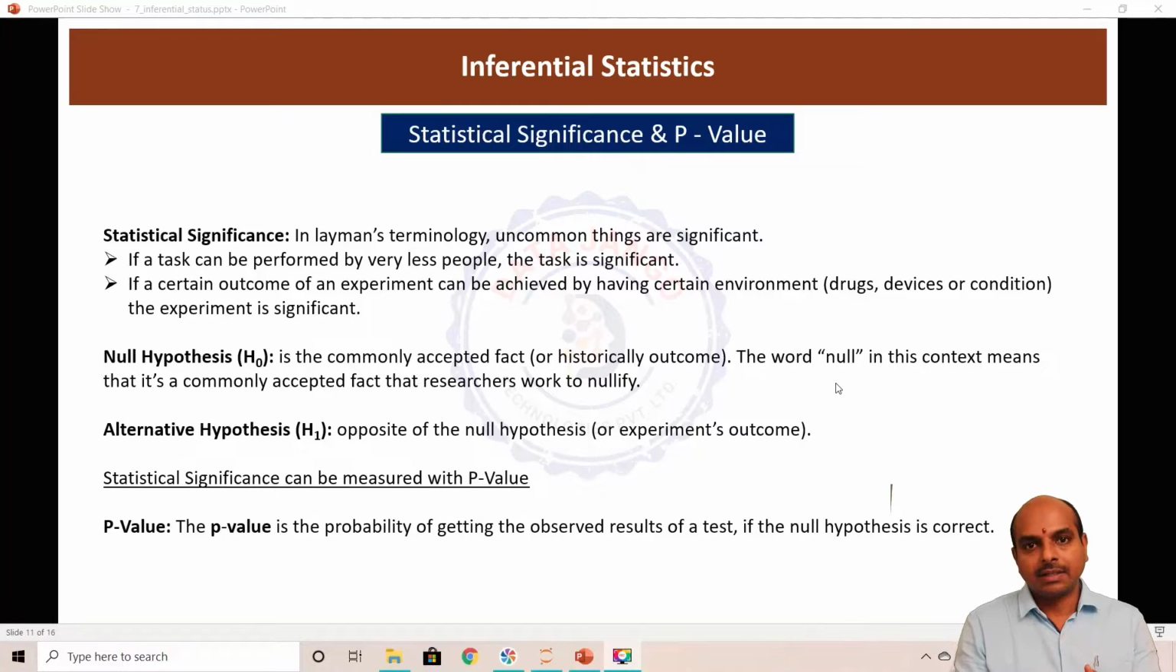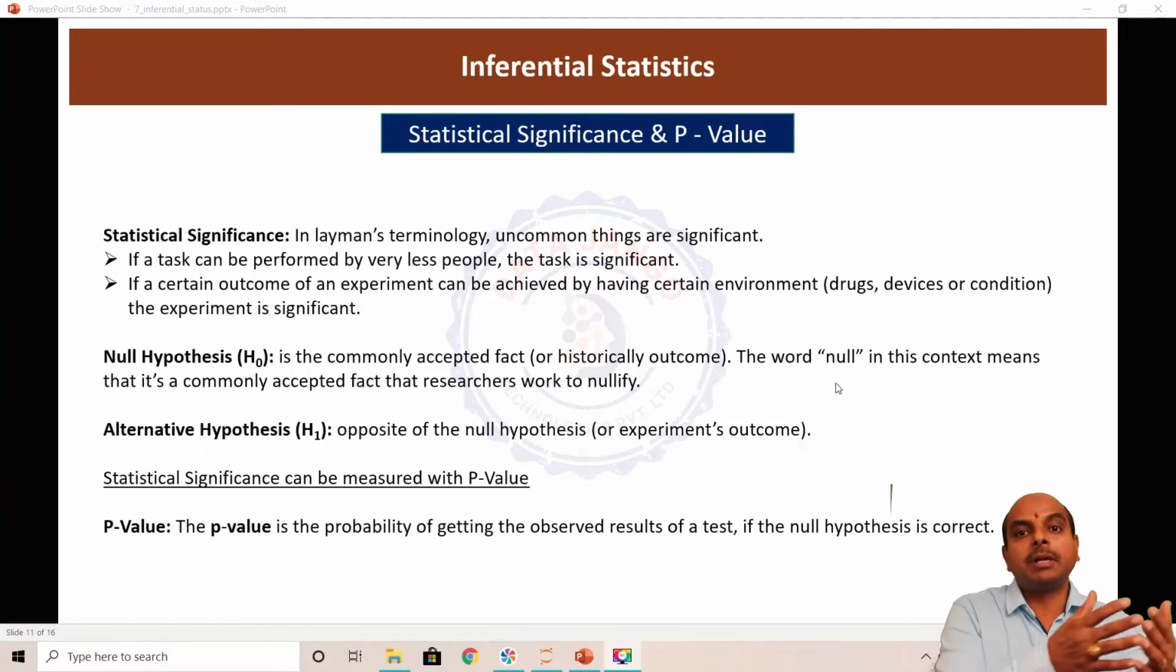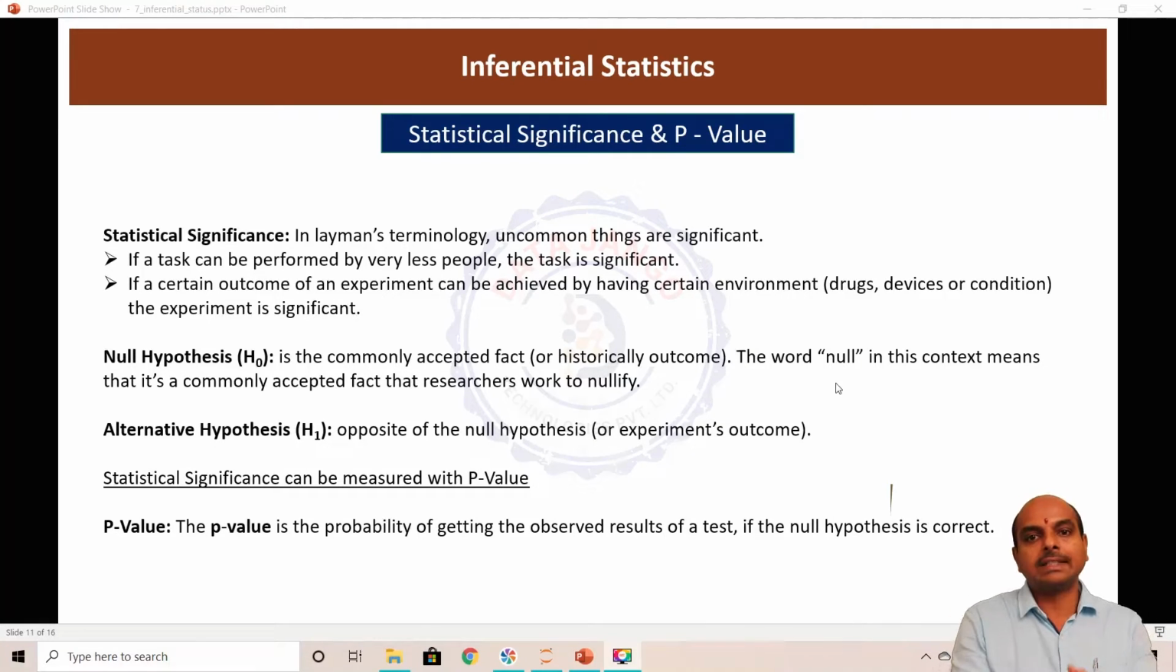To measure the statistical significance, we need to use the p-value. Before we understand p-value, we need to understand what is null hypothesis and what is alternate hypothesis. Null hypothesis is the commonly accepted fact, or historically whatever is happening. Why do they call this the null hypothesis? Because the null specifies that the researcher is trying to nullify the commonly accepted fact. The alternate hypothesis is quite the opposite of the null hypothesis.